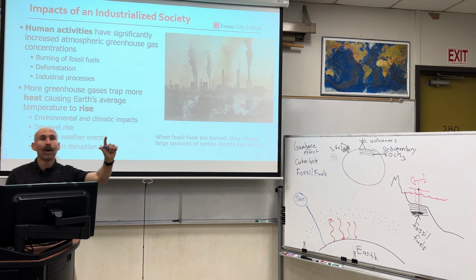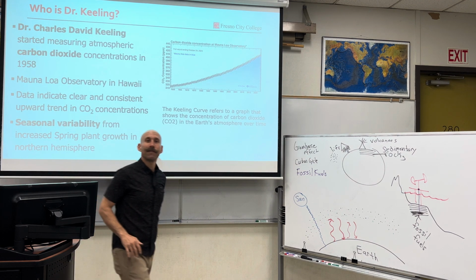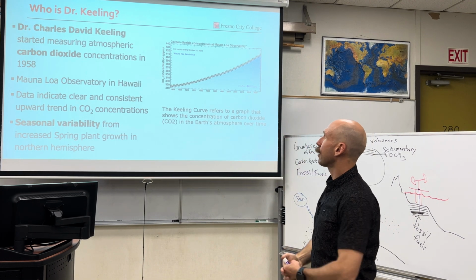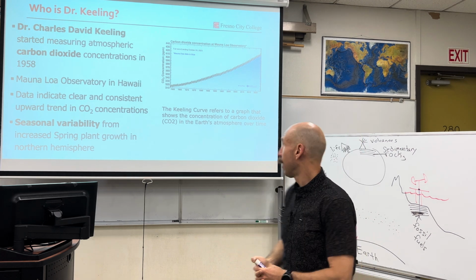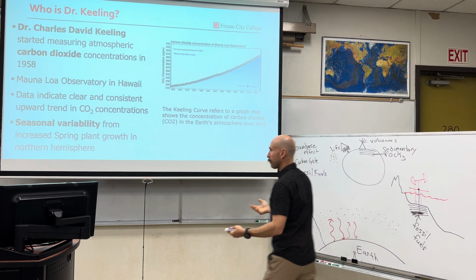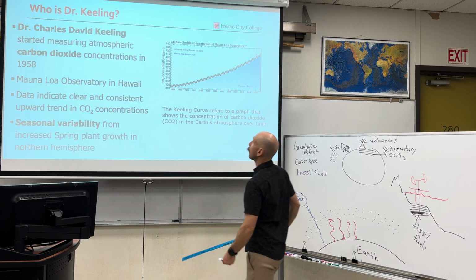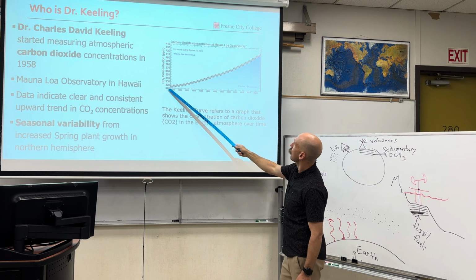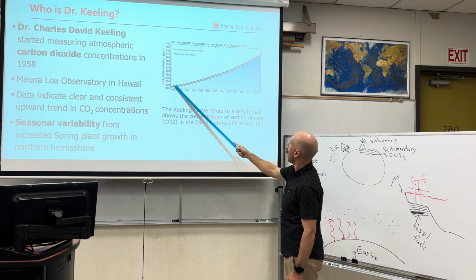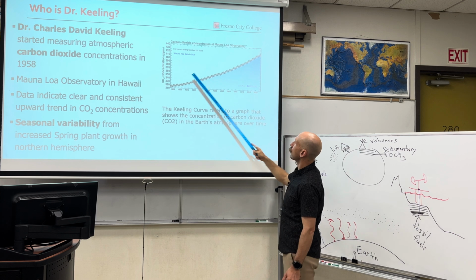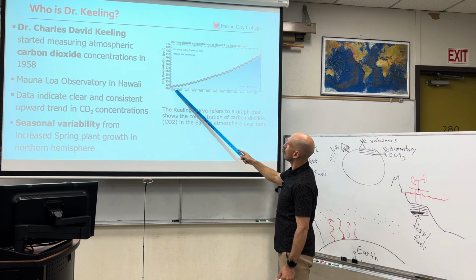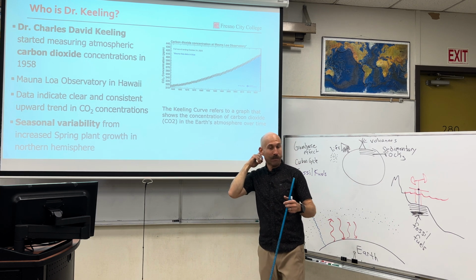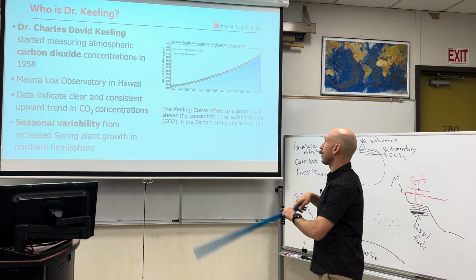So let's talk about what we know. In 1958, on top of Mauna Loa in Hawaii, atmospheric carbon dioxide measurements began and have continued ever since. David Keeling started these measurements, and this is called the Keeling curve. What you see is that atmospheric concentration has steadily increased, and there's a seasonal variability because spring blooms pull carbon out, and then when the plants aren't growing anymore, there's more carbon in the atmosphere.